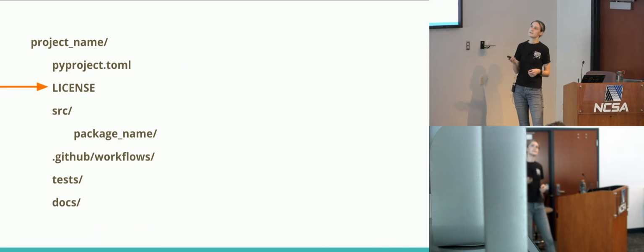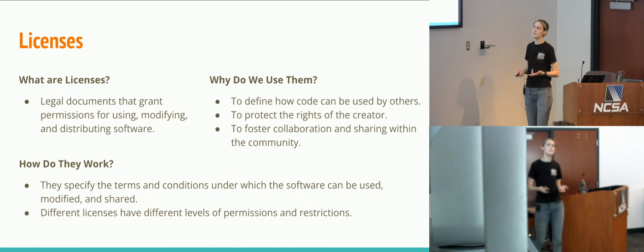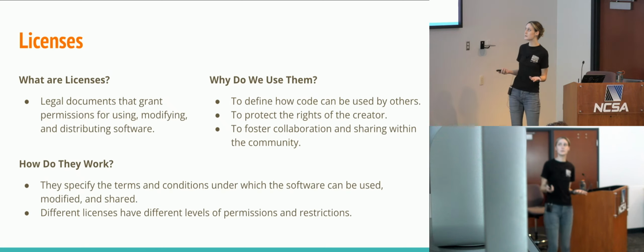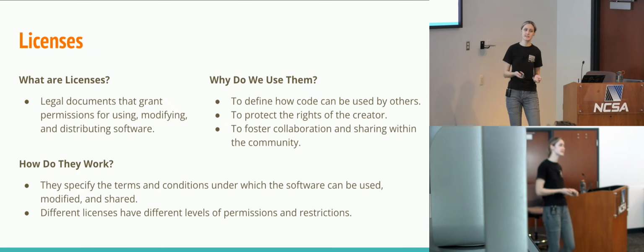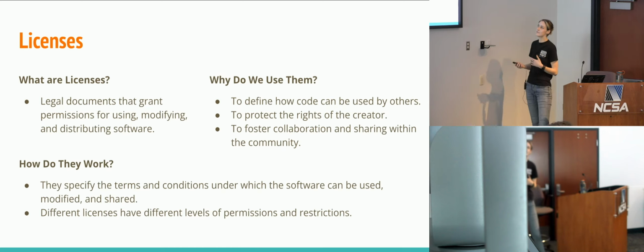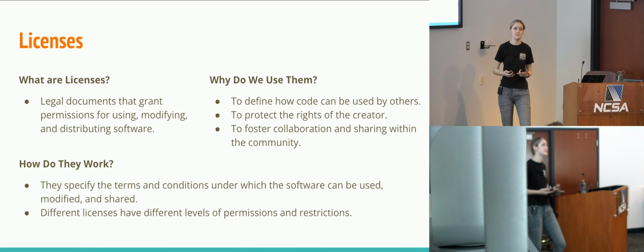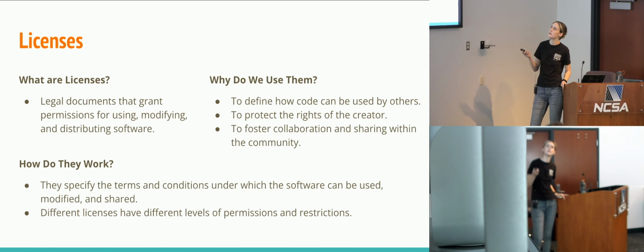Looking at the license, what are they? They're documents that grant permissions for using, modifying, and distributing software. How do they work? They specify the terms and conditions under which the software can be used, modified, and shared. Different licenses have different levels of permissions and restrictions. And why do we use them? To define how the code can be useful for others, and to protect our own rights. And it's also easier to collaborate with people if you already are on the same page about how the code is used, how you can use it in the future, what your bottom line is with how you expect this to be distributed.